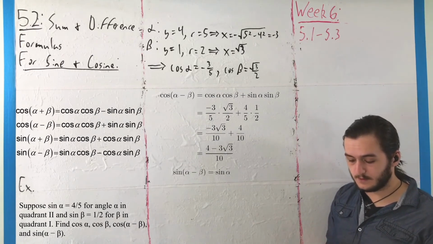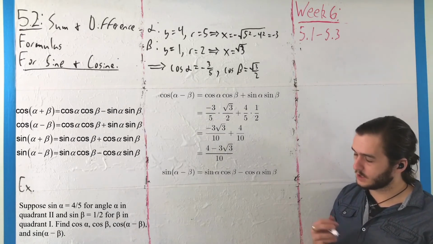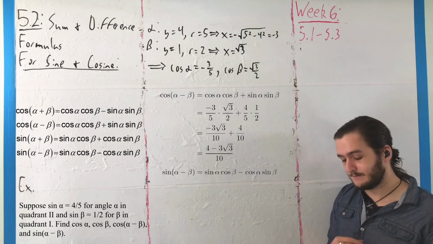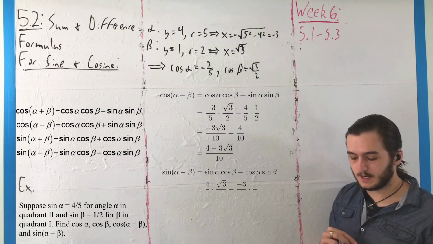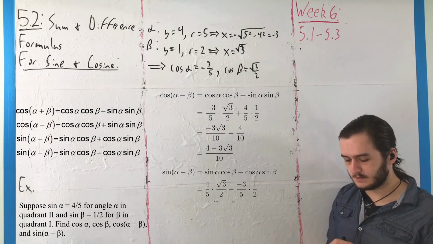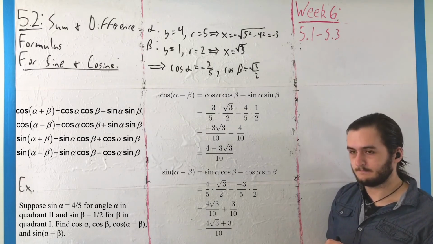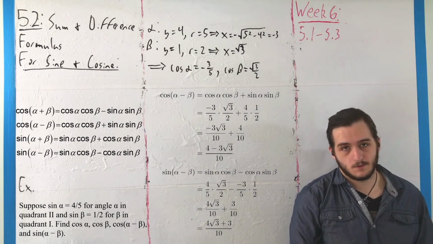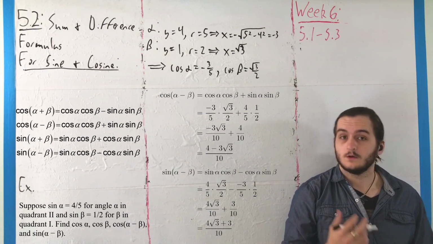Similarly, for sine of alpha minus beta, we use one of the other formulas. We have sine of alpha minus beta is sine of alpha cosine of beta minus cosine of alpha sine of beta, which means we have 4/5 times √3/2 minus -3/5 times 1/2, which, again, pull them together, you get (4√3 plus 3)/10. Essentially what we do here for these evaluations. And then the last thing we're going to look at from this section is our formulas for working with tangent.